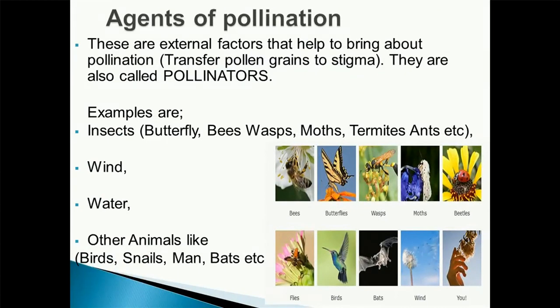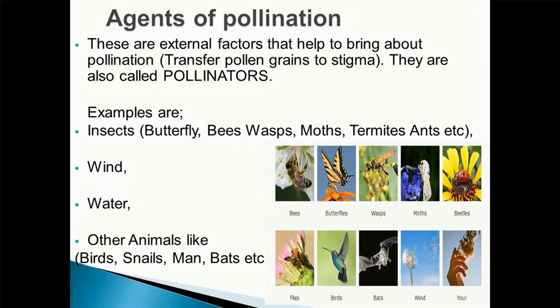What are agents of pollination? These are external factors that help to bring about pollination. The meaning is that they help to bring about the transfer of pollen grains from a flower to the stigma. They are also called pollinators, right? Now, examples of pollinators, we can have insects such as butterfly, bees, wasps, moths, termites, ants, and so on.